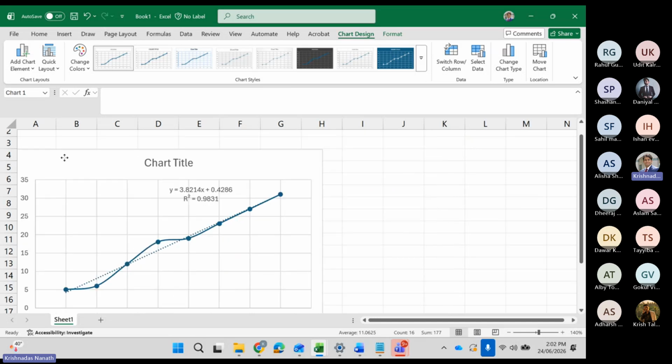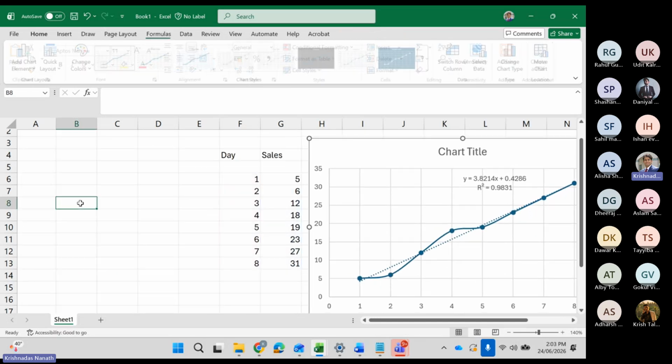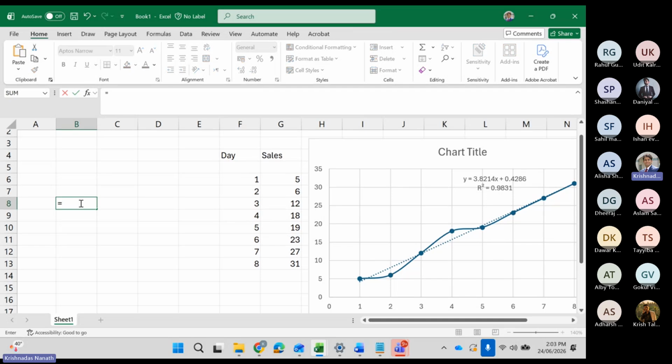So I have the equation with me. For which day were we predicting? Day 9. So I would say equal to 3.8214 times x, which is 9, plus 0.4286.